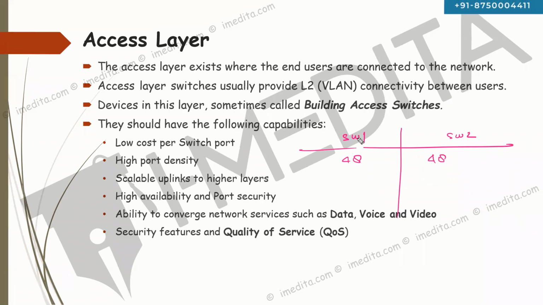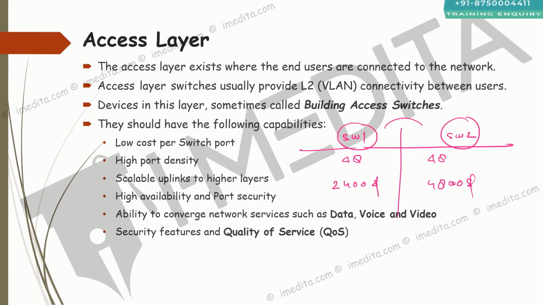The difference is this switch, switch number 1, is going to cost us approximately, let's say, $2,400. And this other switch is going to cost us, for example, $4,800. That means there are some fundamental differences between these switches. There are performance differences, CPU, RAM, and resource differences, and because of that, the cost of the switches is also different. So we have to choose from these two switches.